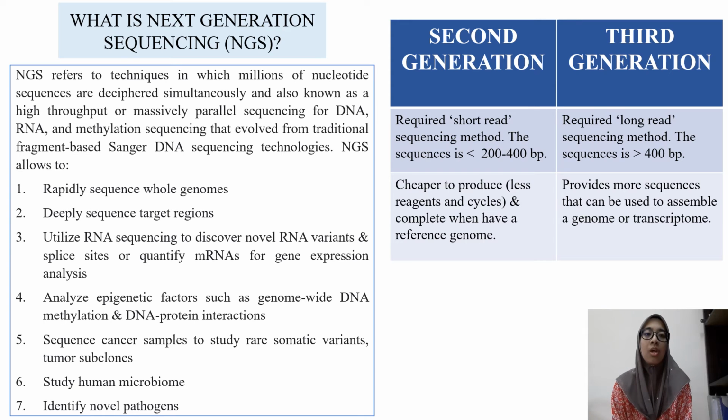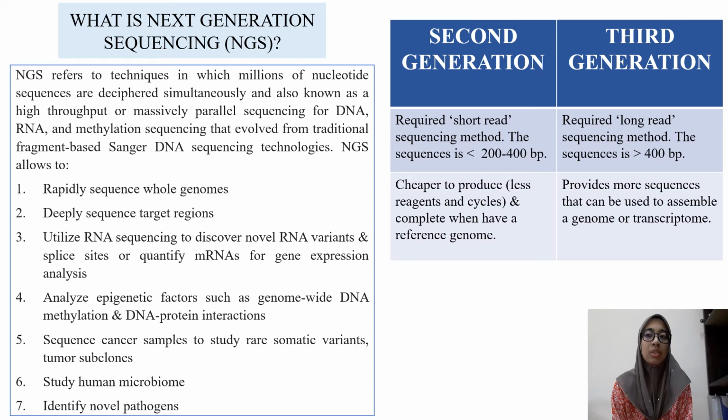NGS allows for rapidly sequence whole genome, deeply sequence target regions, utilize RNA sequencing to discover novel RNA variants and splice site, or to quantify mRNA for gene expression analysis, analyze epigenetic factors such as genome-wide DNA methylations and DNA protein interactions, sequence cancer sample to study rare somatic variants and tumor subclones, study human microbiome, and identify novel pathogens.